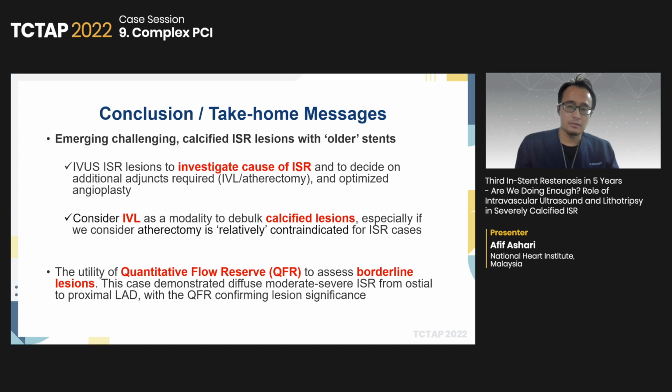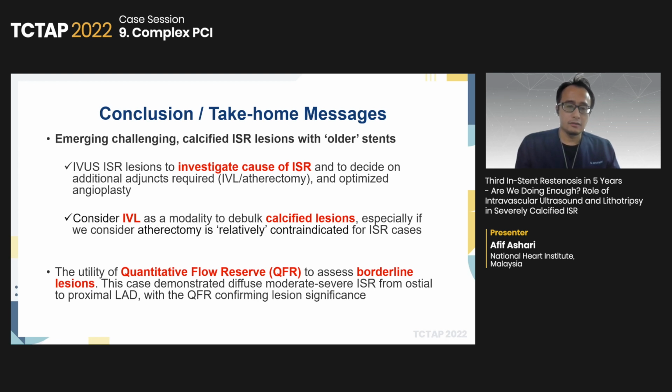There may be questions about using orbital atherectomy because of the diffuse nature, but we chose IVL because there's only spot areas of heavy calcification, especially at the ostial segment. So we focused our IVL near the ostial, but we did it throughout the whole stent area.